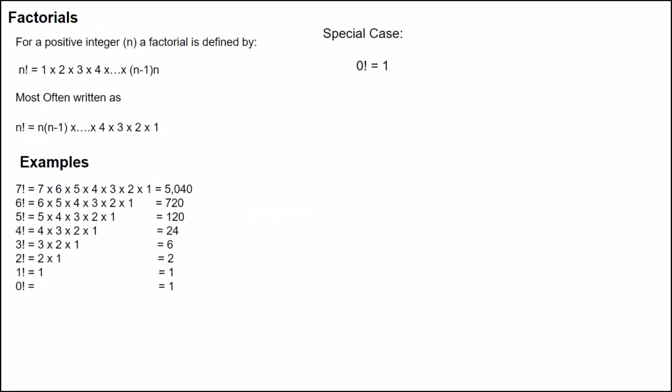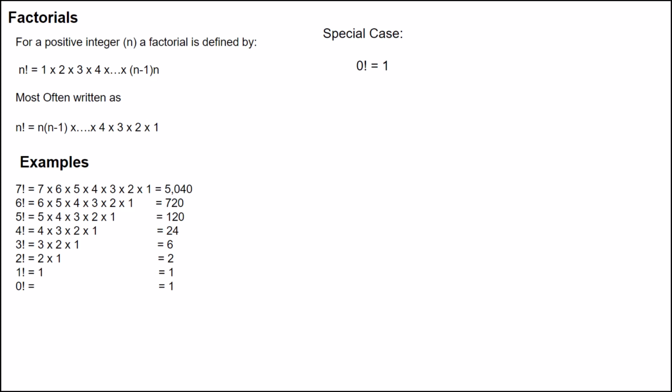One common pattern of sequences you'll see in math and many other scientific fields are called factorials. For a positive number n, a factorial is defined by that number with an exclamation point following it. Let's take a look at a few examples. For 7 factorial, you basically multiply 7 times 7 minus 1, which is 6, times 5, times 4, times 3, times 2, times 1.